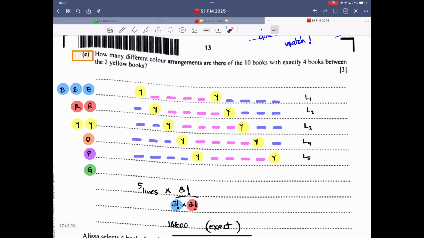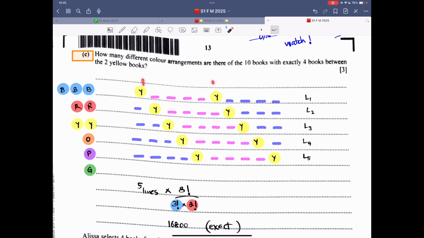How many different color arrangements are there of the 10 books with exactly 4 books between the 2 yellow books? So there is yellow, there are 4 between, and then the other yellow. Now that is the only thing. This is like one of the questions that we did in class, Mary and Francis and all these things. So now keep on shifting.